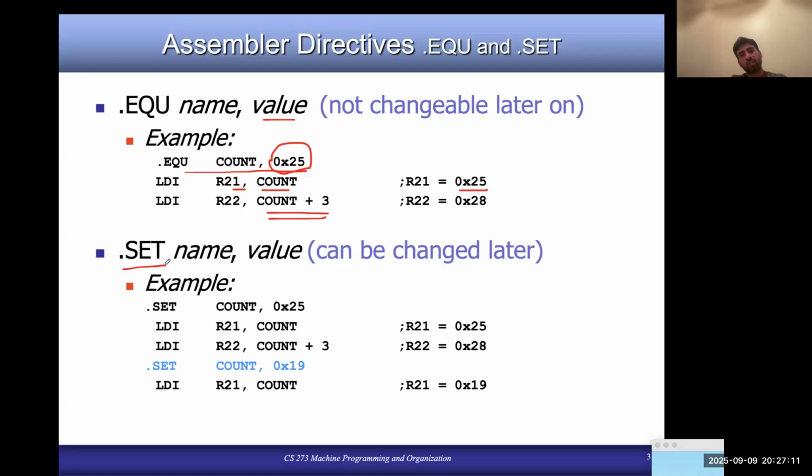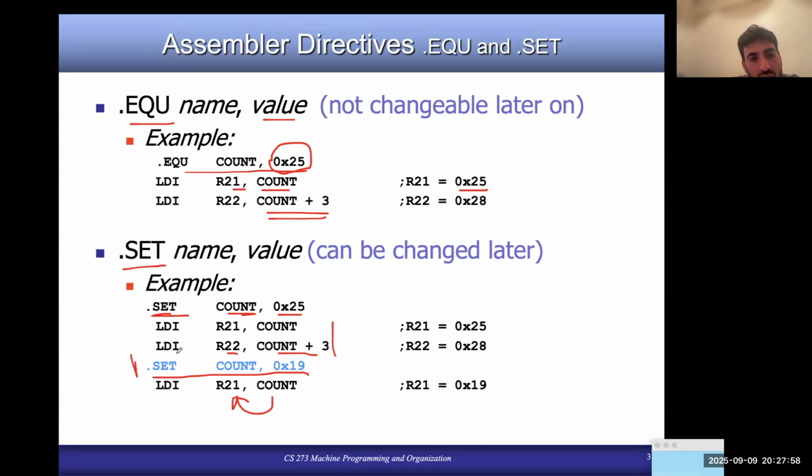Okay, so it has the same functionality as the equate directive, with the difference that we can change it in our program. Let me explain using an example again. This time we are using the set directive to set the value of count to 0x25, and then we have these two instructions which are the same. So we are saying put the value of 25 into the R21 register, put the value of 28 in the R22 register. But after that we say again .set count 0x19. So we are saying now reset this name to the value of 0x19. And after this, if we say load immediate R21 count, now 0x19 will be loaded into R21.